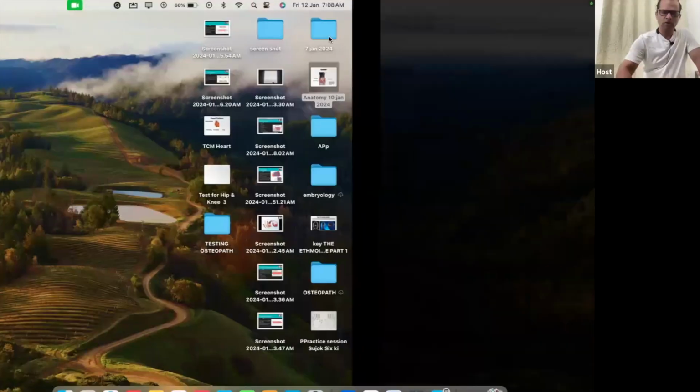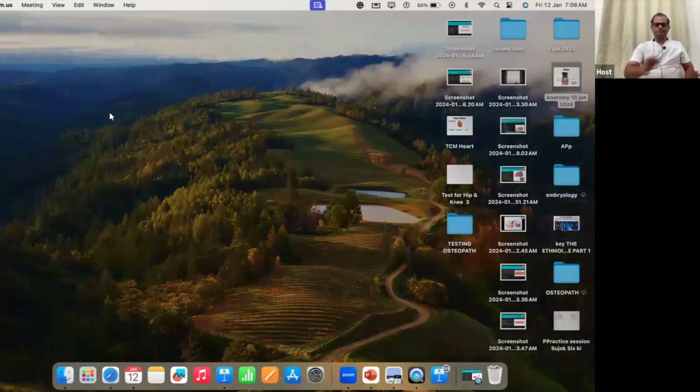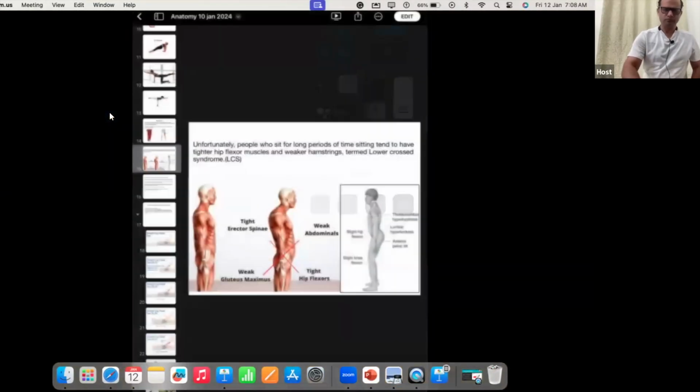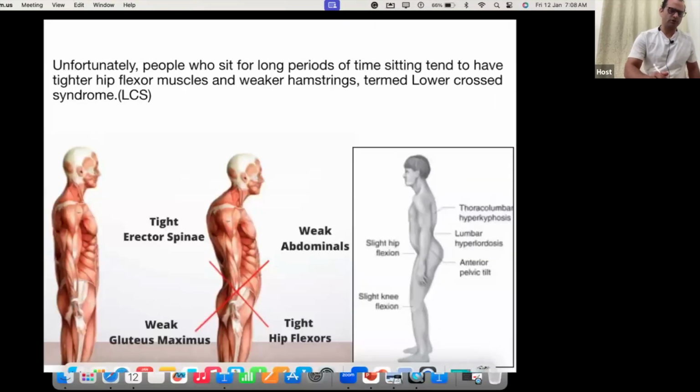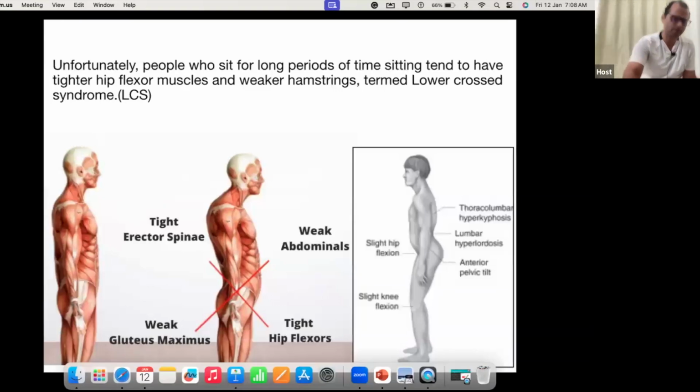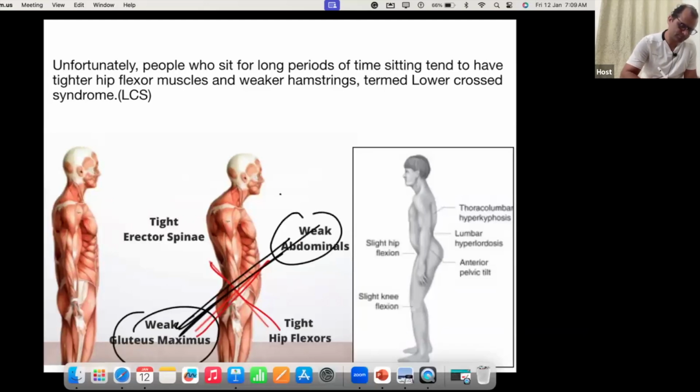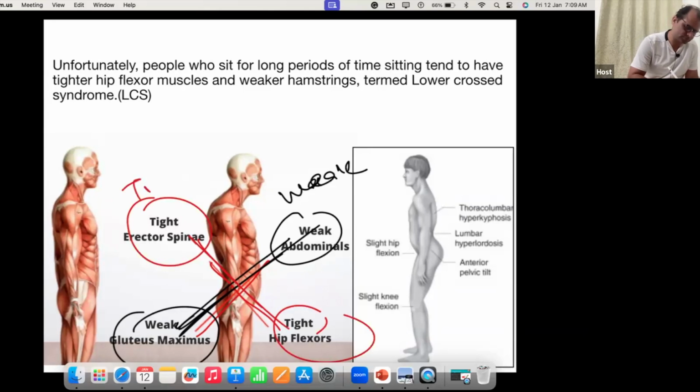So look at this image. So when this lower cross syndrome is happening, these cross muscles becoming weak, and the opposite cross muscle is becoming tight, which is causing lower cross syndrome. We can see this.